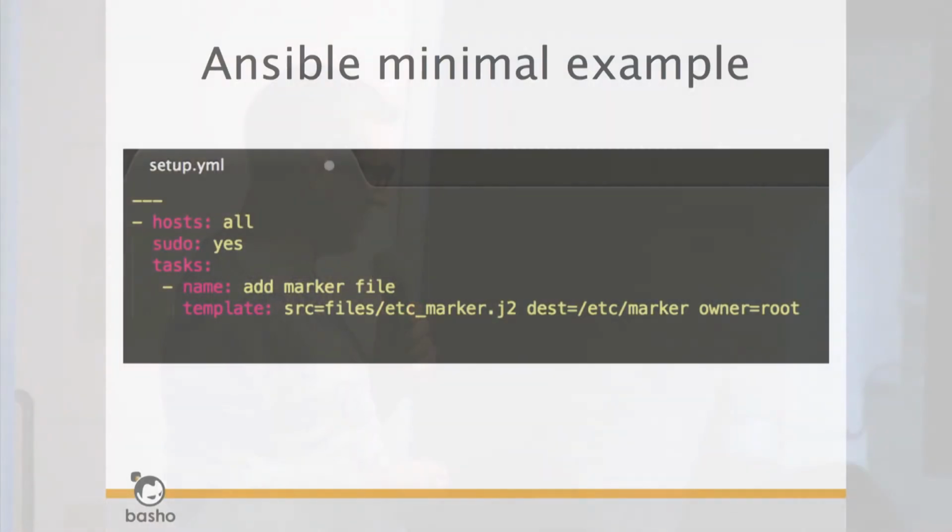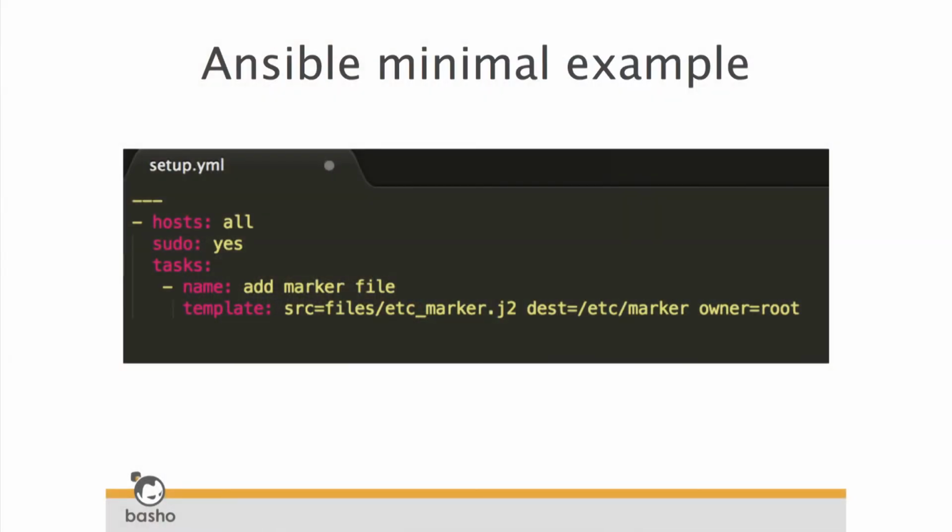So, a super minimal example. This is a tiny little one, about as trivial as you can do. In this case, we've said that we want to deploy onto every host. We want it to run under sudo privileges because it's obviously Vagrant, so Vagrant boxes are always going to be sudoed. Same with Ubuntu. It's got one task, add a marker file. It's got a template file there, a Jinja2 template, and it's sticking it in /etc/marker with root ownership.